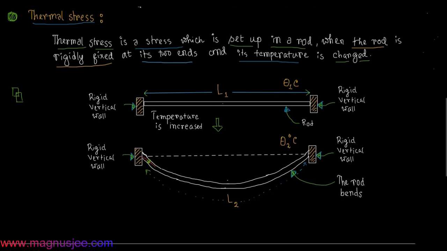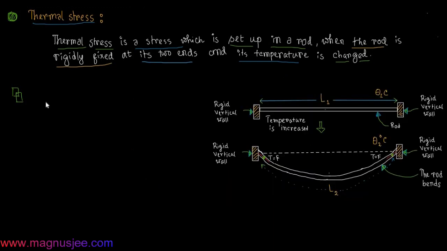And in this case, a deforming force, a tension T that is numerically equal to the deforming force, will act at its fixed ends. There will be a deforming force acting at the fixed ends of the rod at theta 2 degree C. Here the tension T is numerically equal to the deforming force.